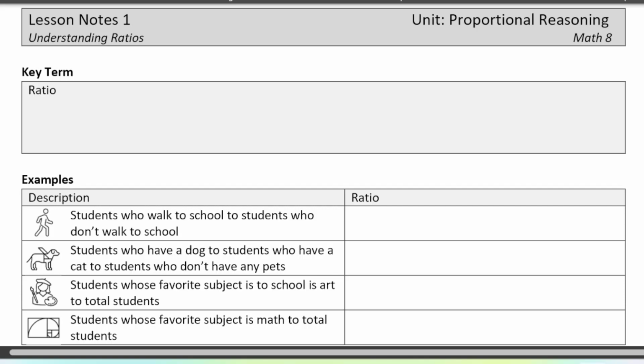This is lesson 1 of the proportional reasoning unit. We're studying ratios today. So first let's talk about what a ratio is. A ratio is simply when you compare two or more numbers.